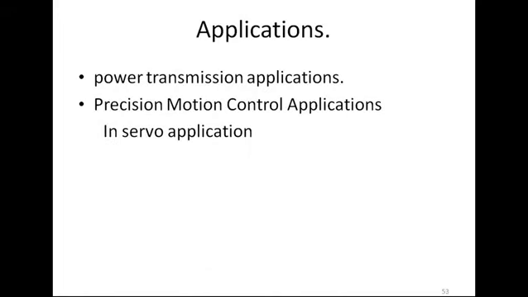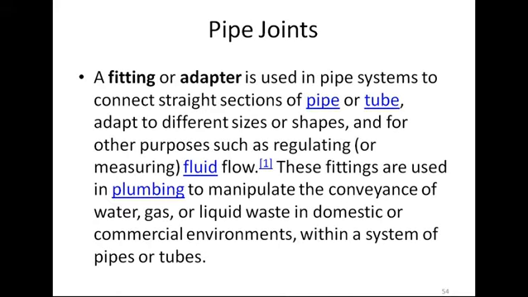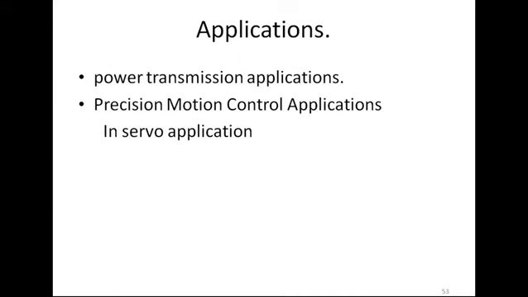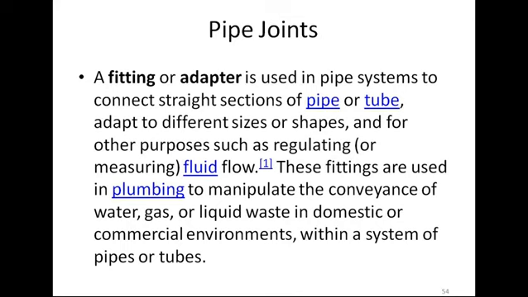The application for the rigid coupling: it can be used in power transmission applications, and it can be used in precision motion control and servo applications. Okay, so now we have completed the coupling, and now we are going to see pipe joints. What is the importance of pipe joints, how many types of pipe joints are there, and why are they required? That we are going to see now onwards.